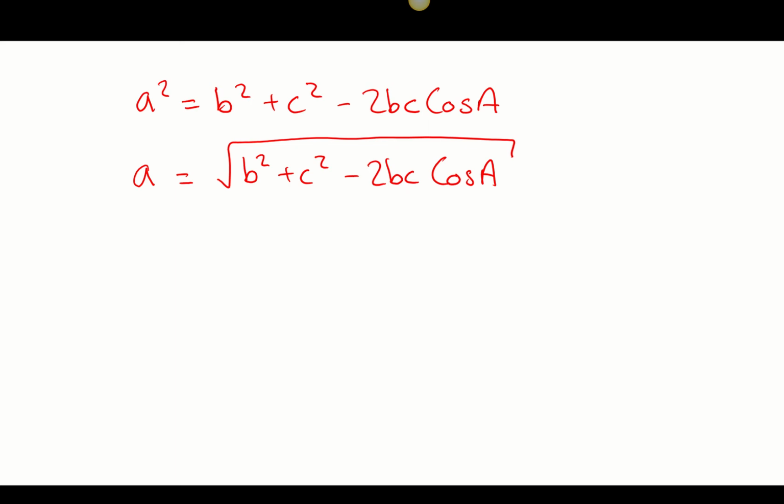Okay, it could be very useful. So that's the cosine rule. If we wanted to run through a quick example of how we would use it, let's say we take our triangle, we're told A equals 11 meters, B is 13 meters, C is 9 meters, and we want to find the angle A.